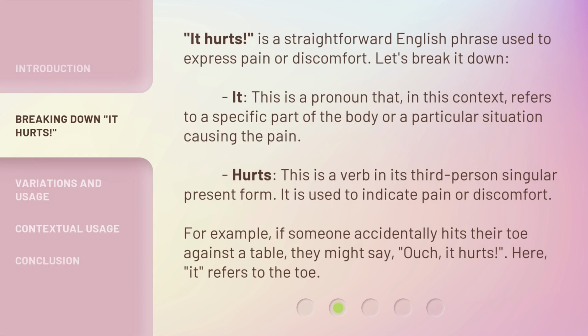"It hurts" is a straightforward English phrase used to express pain or discomfort. Let's break it down. "It" is a pronoun that, in this context, refers to a specific part of the body or a particular situation causing the pain. "Hurts" is a verb in its third-person singular present form. It is used to indicate pain or discomfort. For example, if someone accidentally hits their toe against a table, they might say, "Ouch, it hurts." Here, "it" refers to the toe.